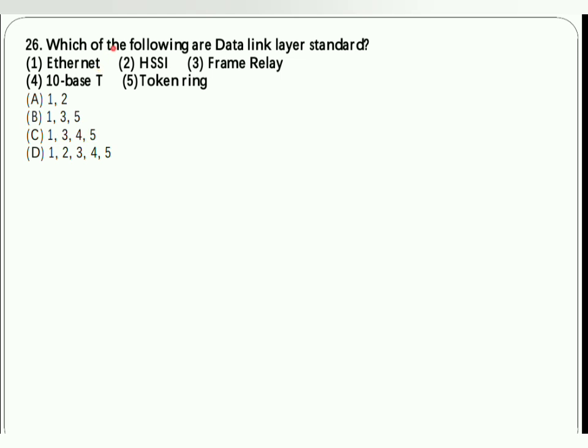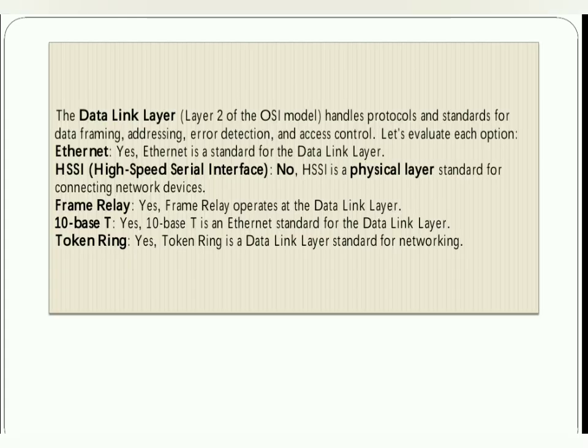Ethernet is in the data link layer, frame relay is working in the data link layer, token ring is also working in the data link layer, and 10-base-T is also working in the data link layer, except the HSSI, which is in the physical layer. So Ethernet is a data link layer standard, HSSI is a physical layer standard, frame relay is a data link layer standard, 10-base-T is a data link layer standard, and token ring is also a data link layer standard for networking.